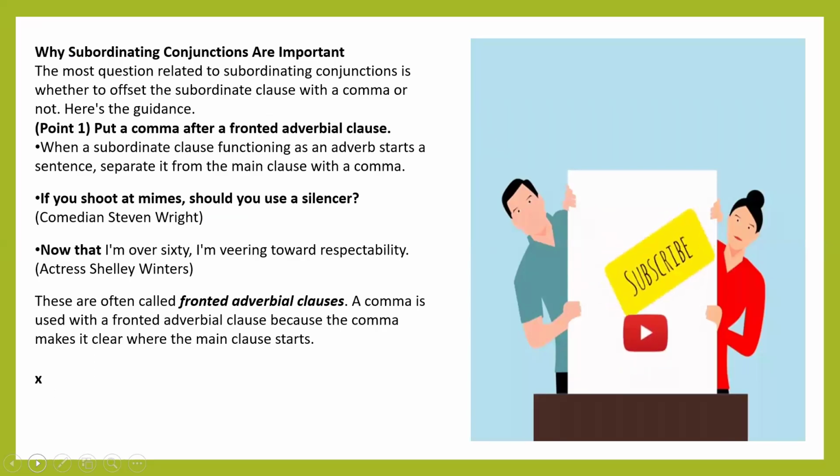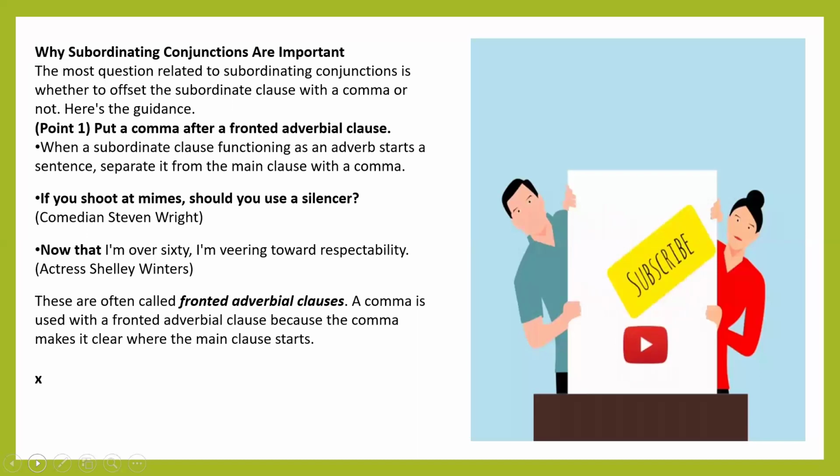Rules we have learned about putting a comma, and a few rules also about the adverbial clause. What is an adverbial clause? We will learn in the next video. When a subordinate clause functioning as an adverb starts a sentence, separate it from the main clause with a comma. If you shoot at mines, should you use a silencer? If you shoot at mines is an adverbial clause. In this case, we have to use the comma. To use a silencer is the main clause.